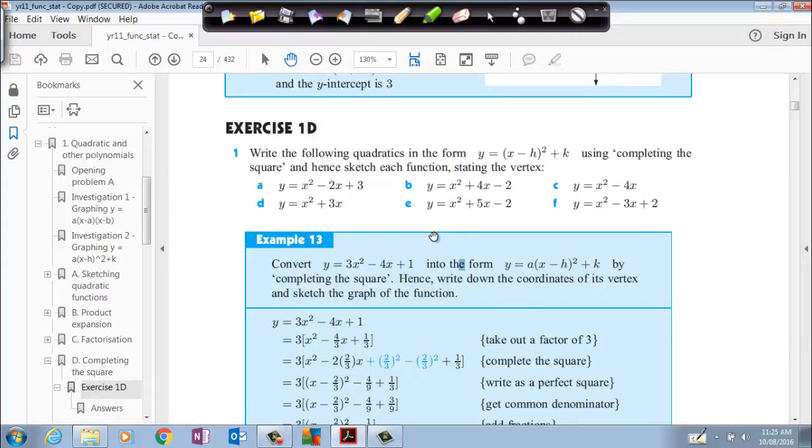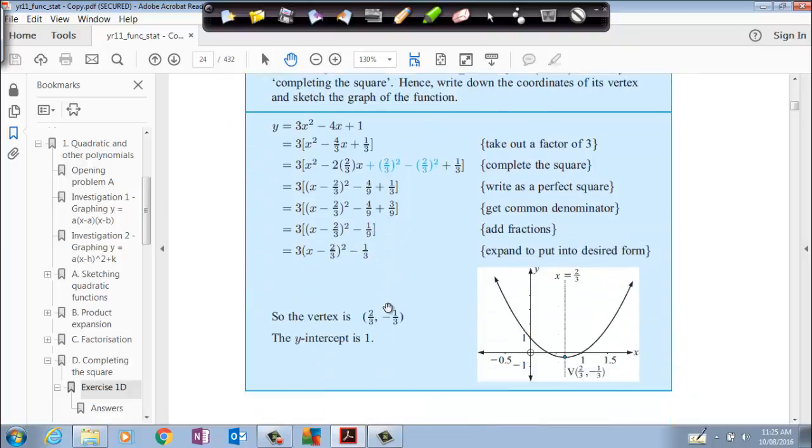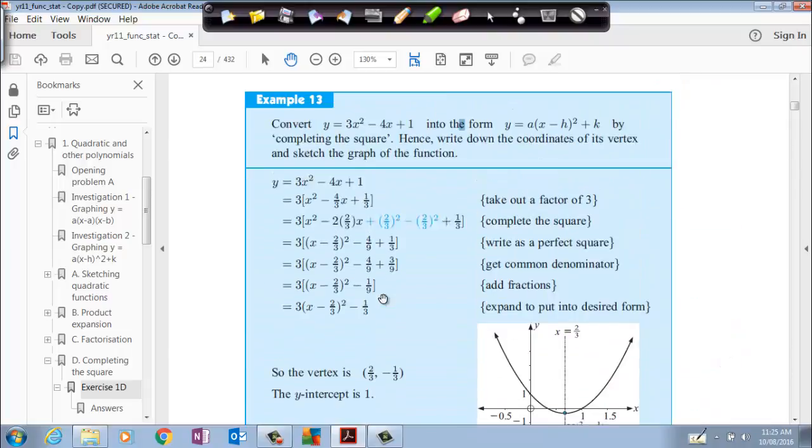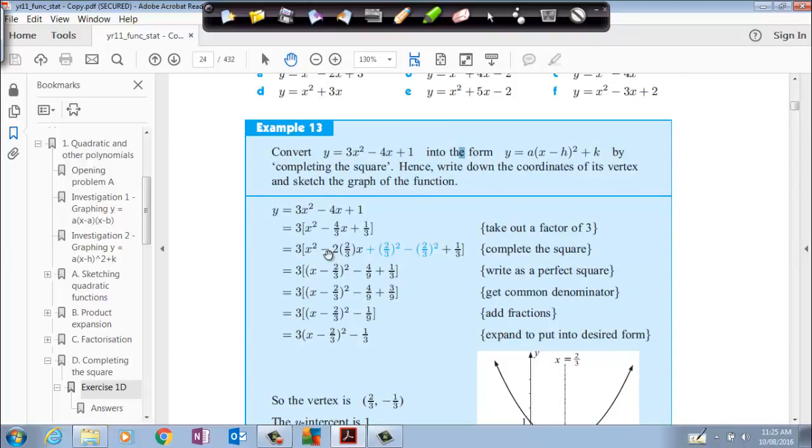Now sometimes it's a little bit harder. Notice all of these have 1 in front of the x squared. The coefficient of x squared is all 1. When it's not 1, you have to take it out as a common factor. So we're going to do 2. There's a worked example here. See how it's got 3, and they take 3 out as a common factor.